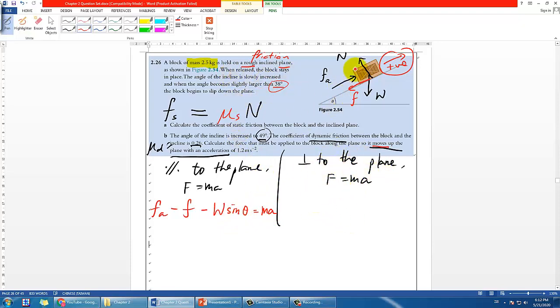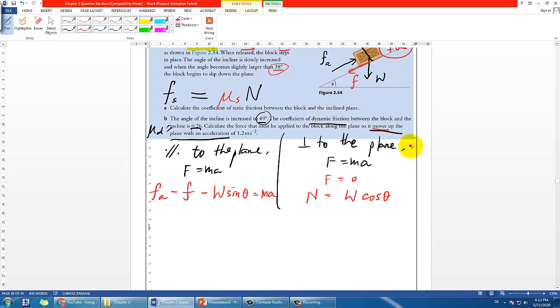For perpendicular to the plane, actually it's the same, so it will simply be, maybe you can say F equals to 0 like what we did earlier, and it will be the upward equal to downward perpendicular to the plane. So N equals W cosine theta. So this part doesn't change at all.